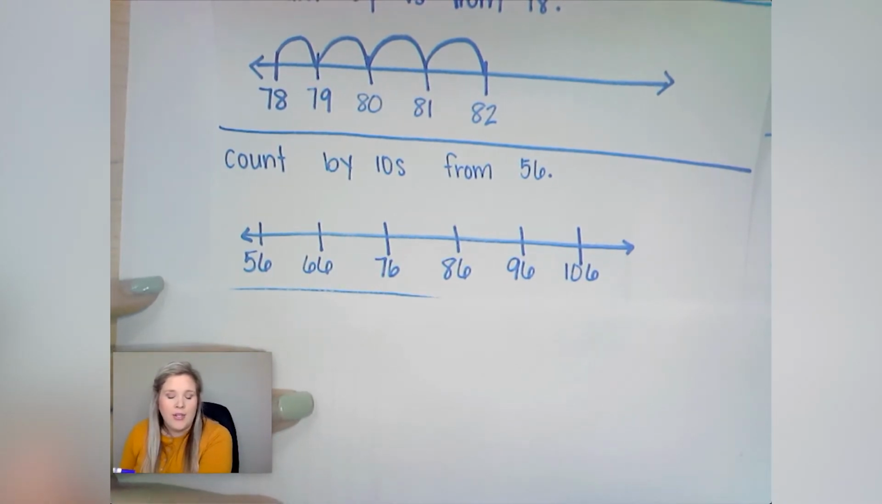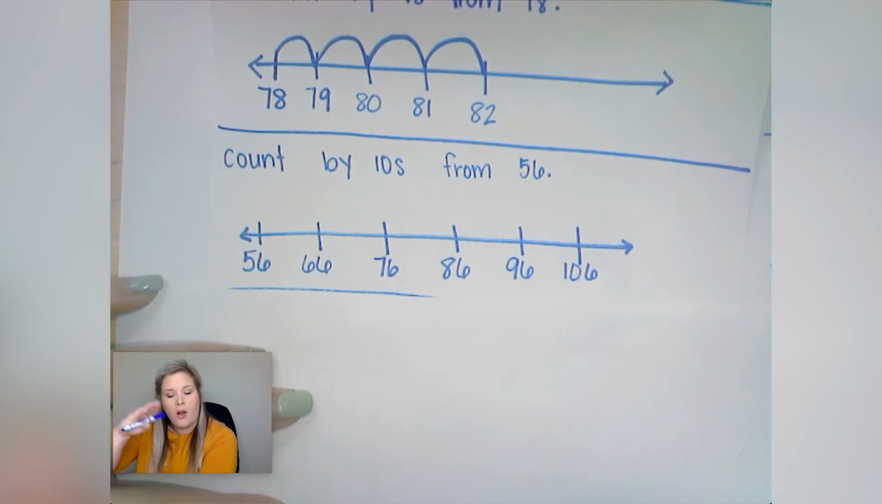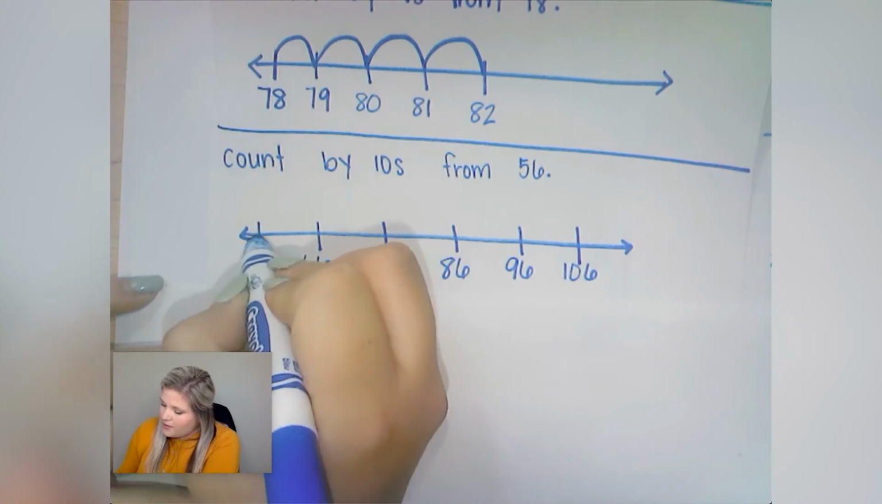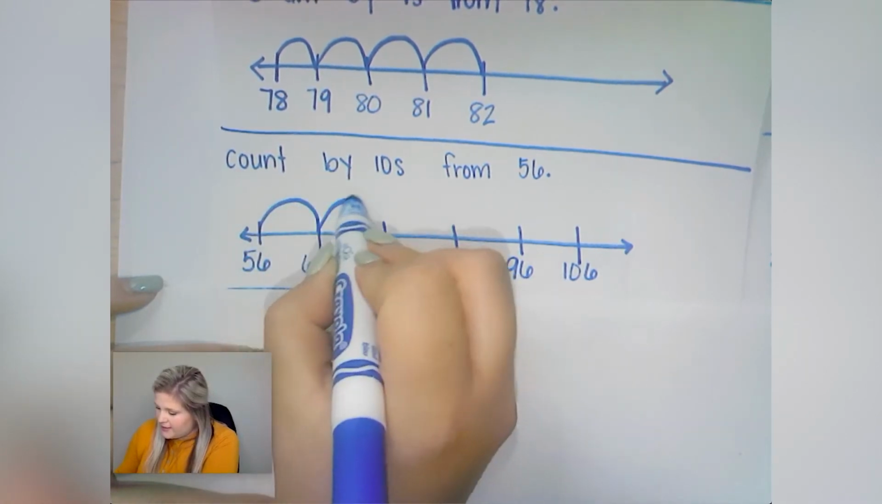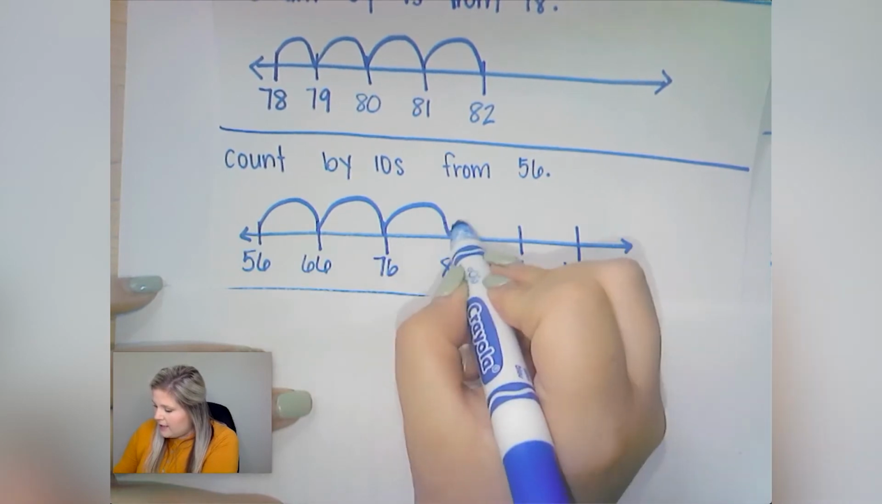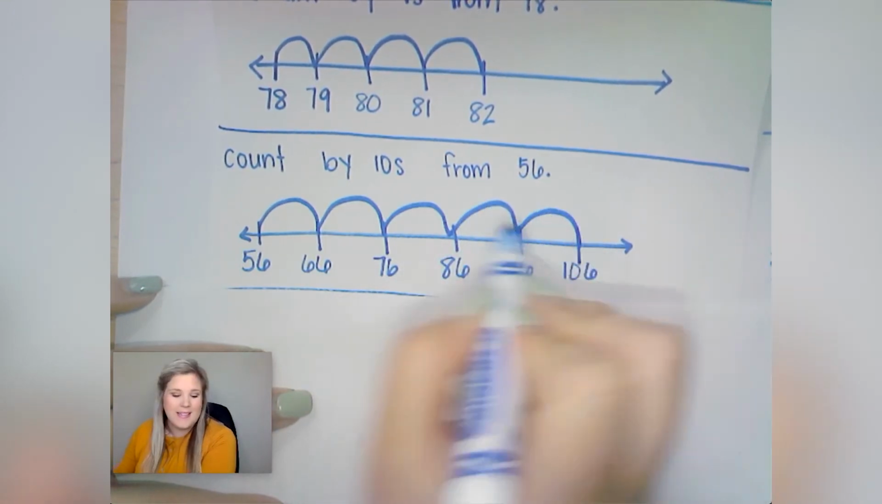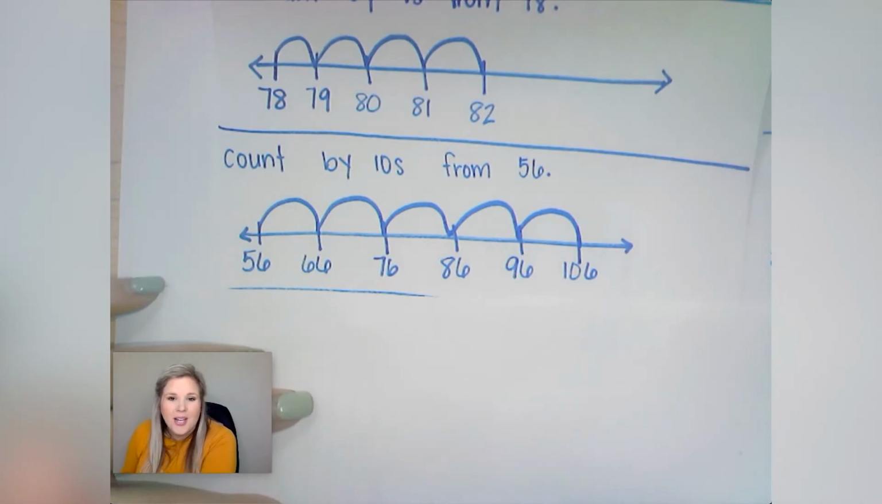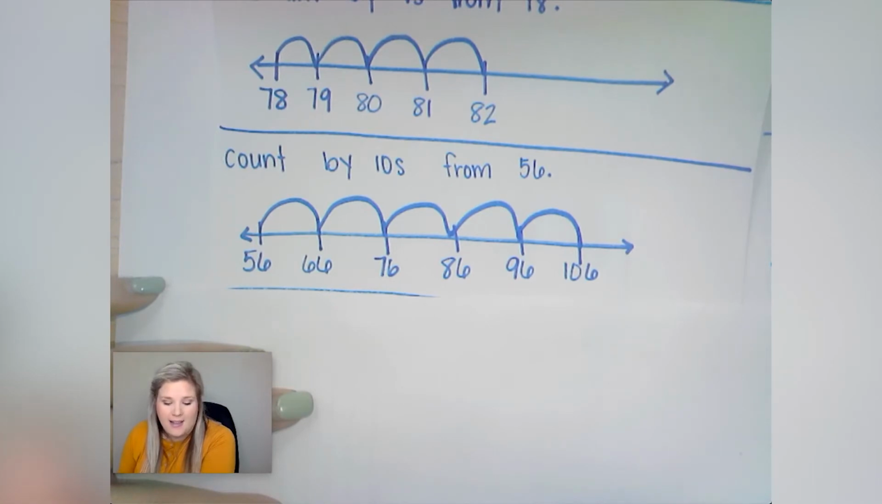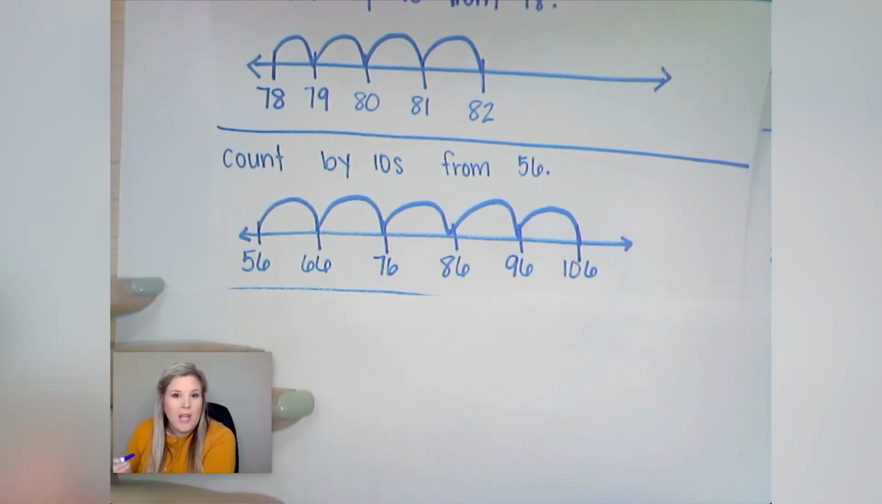So now let's use that number line to count. I'm going to draw my hops again as I count by tens. You can count out loud with me. 56, 66, 76, 86, 96, 106. Wonderful job. We just used an open number line to count by tens. So we have learned that we can label and count by ones using an open number line. Now we are ready to tackle some problems together.